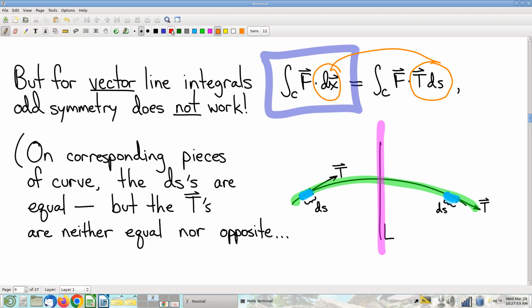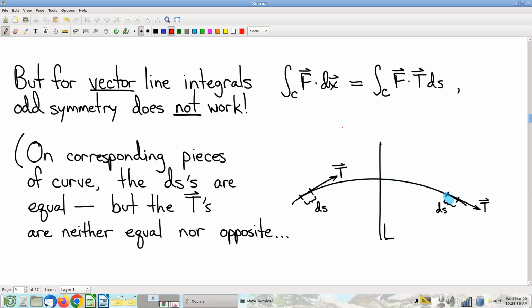And if you look specifically at the T, notice that the T's for these two chunks that have the same ds, that are perfect reflections of each other, are just unrelated. They're not equal to each other. They're not opposite of each other. They're just different. Unrelated. Well, that's a bit of an overstatement. But they're not equal, they're not opposite, and so there's no way to make an odd symmetry theorem work. Everybody with me?